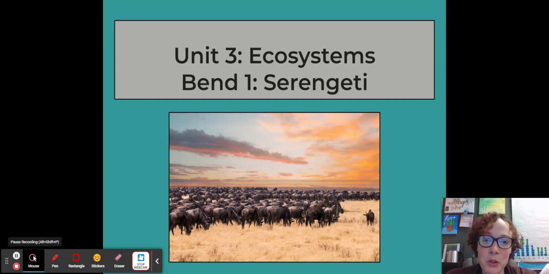Hi students, welcome to semester 2 and welcome to unit 3 ecosystems. In the first bend, we're going to be looking at some of the species on the Serengeti Plains, which is a grassland in Africa.